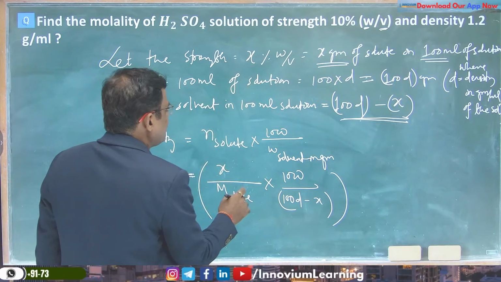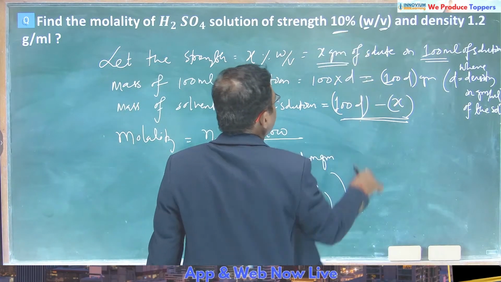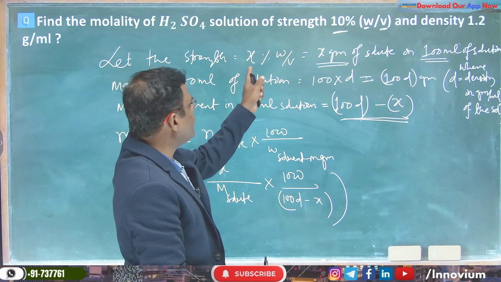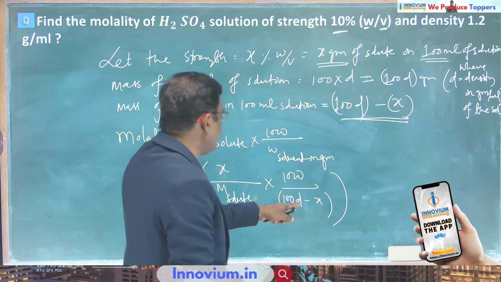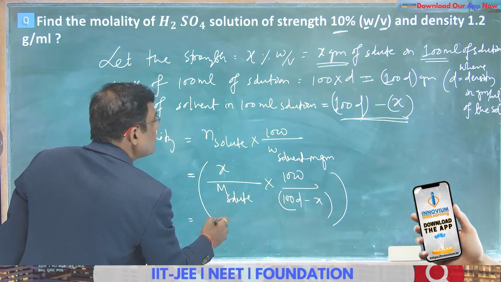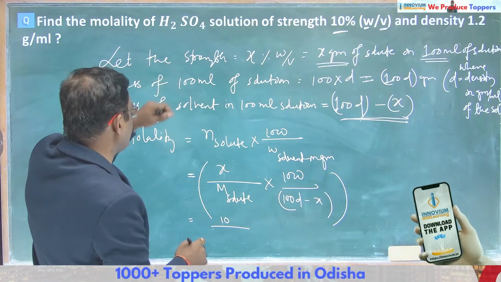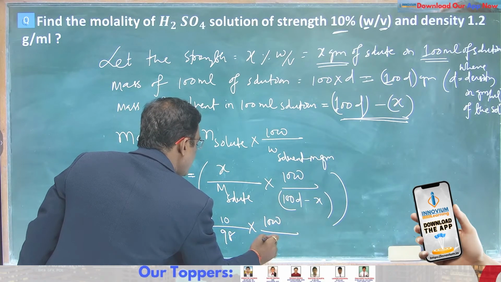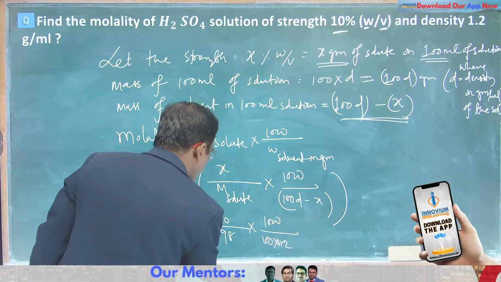In this case, the x value is nothing but 10, because the strength is given as 10% W by V, and we have derived the general formula taking the strength as x% W by V. So 10 is x, and density d is given as 1.2. Now we can use that data directly. So x is 10, divided by the molar mass of solute. Solute is H2SO4, whose molar mass is 98, multiplied with 1000 by 100 into d. Density is 1.2.